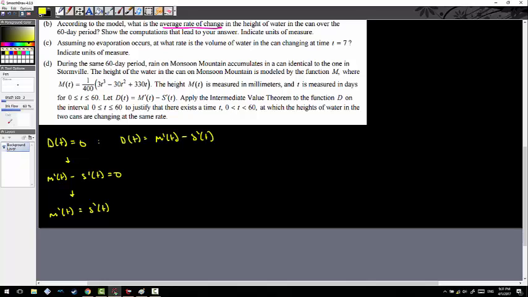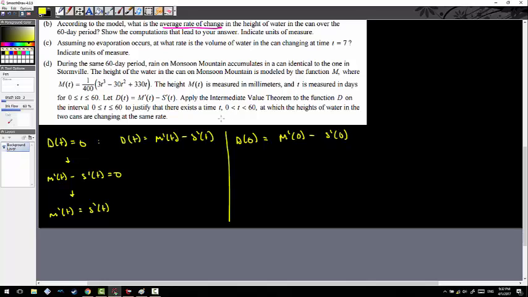So how do I prove this? Well, first thing I'm going to do is find out what D of 0 is. Well, what's D of 0? That would be M prime of 0 minus S prime of 0. Okay, well, let's find out what those are.